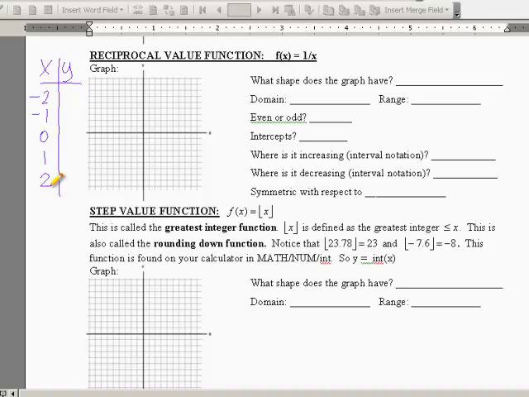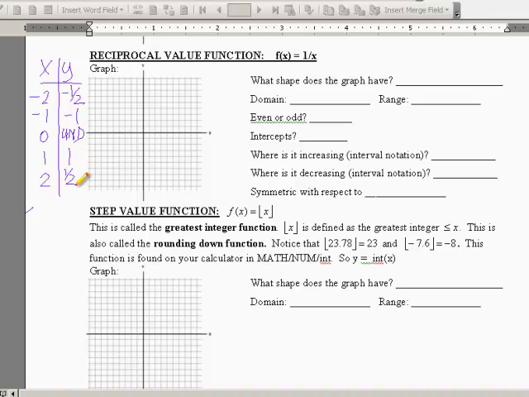If I take 1 divided by -2, I end up getting -1/2. 1 divided by -1 is just -1. 1 divided by 0, anything divided by 0 is undefined. 1 divided by 1 is 1. 1 divided by 2 is 1/2.